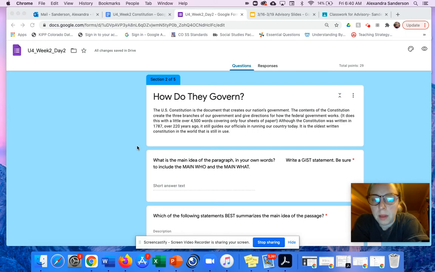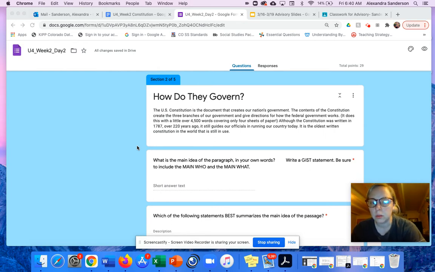How do they govern? The U.S. Constitution is a document that creates our nation's government. The contents of the Constitution create the three branches of our government and give directions how the federal government works. Federal means national. So anytime you see federal, it's the whole country, not just states. It does this with a little over 4,500 words covering only 4 sheets of paper. So it's pretty short and easy to read, quick to read.